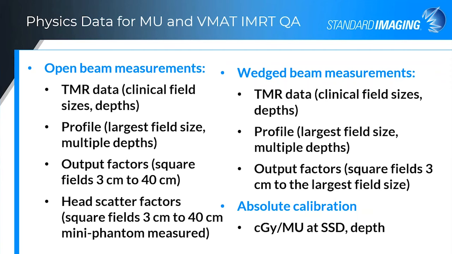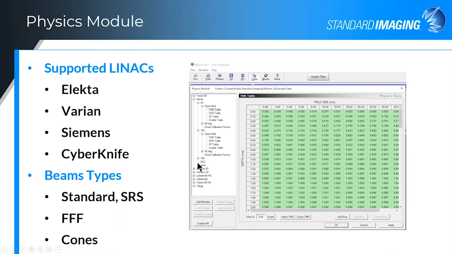So what physics data is needed? The typical commissioning data is required to create your LINAC photon model for IMSure. Shown are the data for open and wedge fields, and similar data is required for the electron model. Of course, the TMR profiles for the largest field size at multiple depths, output factors as a function of field size, head scatter factors at the same field sizes, of course, the absolute calibration at a specific SSD and depth, and the wedge beam measurements as well.